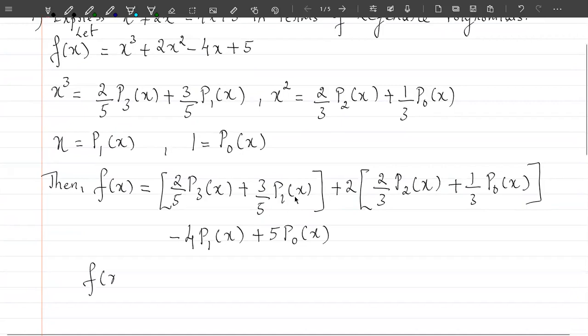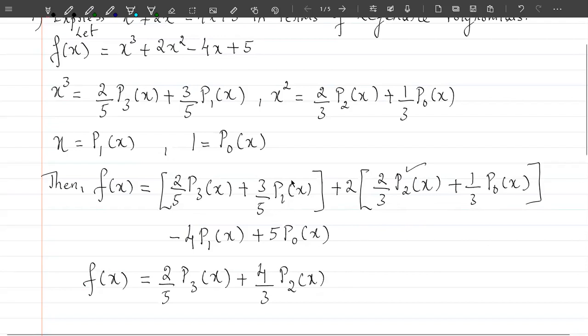Now how do you get the Legendre polynomial form? What we do is, we combine the common terms together. For p3 of x you have only one coefficient, so you get 2 by 5 p3 of x. Then let's see the terms of p2 of x. For p2 of x, you have the coefficient 2 into 2 by 3, that is 4 by 3. So this is one term. So you get plus 4 by 3 p2 of x.